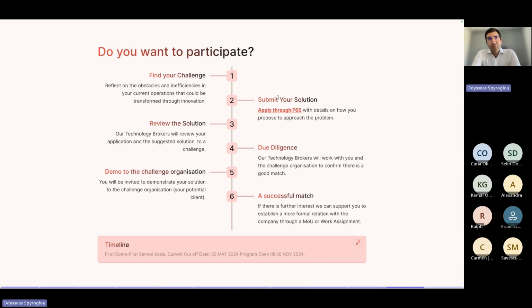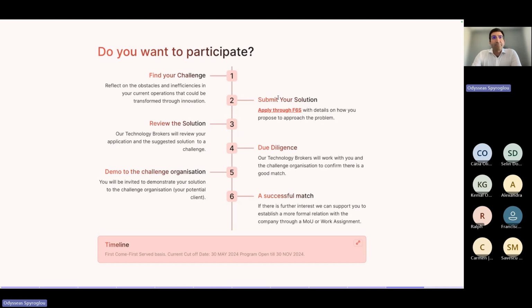So you will be invited to demonstrate your solution to an actual client and explain how you suggest to solve this problem. And if there is a successful match, we can, of course, support you in forming a more formal relation with the company, either through an MOU or a work assignment or whatever.